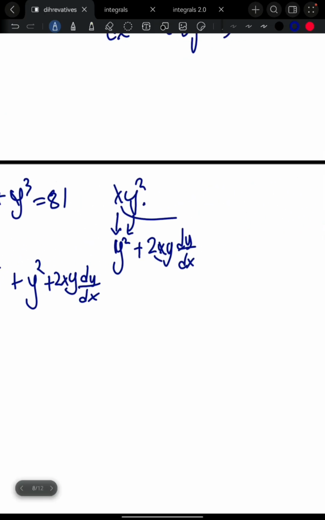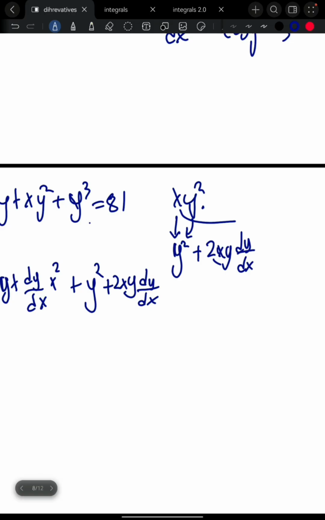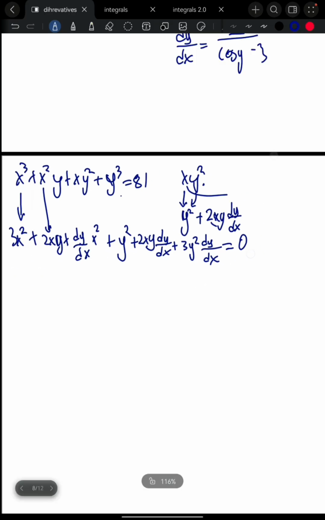Y cubed. How to differentiate y cubed? That's just 3y squared. Don't forget the chain rule again. dy by dx. How to differentiate 81? That's just 0 because it's a constant. And now we factor out all the dy by dx.